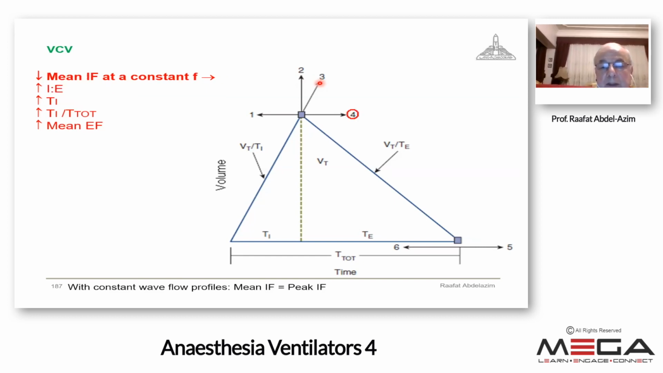And this one, number 4, is the reverse of 1. And you know now exactly the effects of moving this point to the right side by increasing inspiratory time and decreasing the expiratory time.